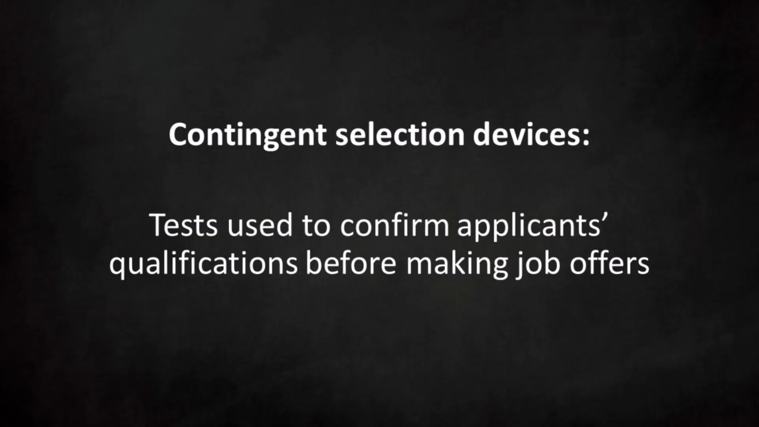The final hurdle of the selection process relies on contingent selection devices that provide a final check of applicants' qualifications, either before or after a job offer is made. Examples include drug tests and medical exams. Applicants who pass these tests receive job offers, while those who fail these tests are rejected.